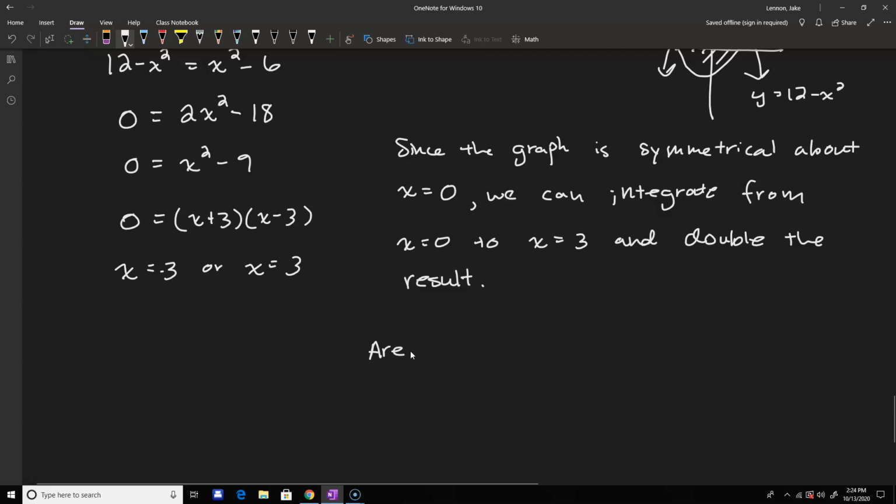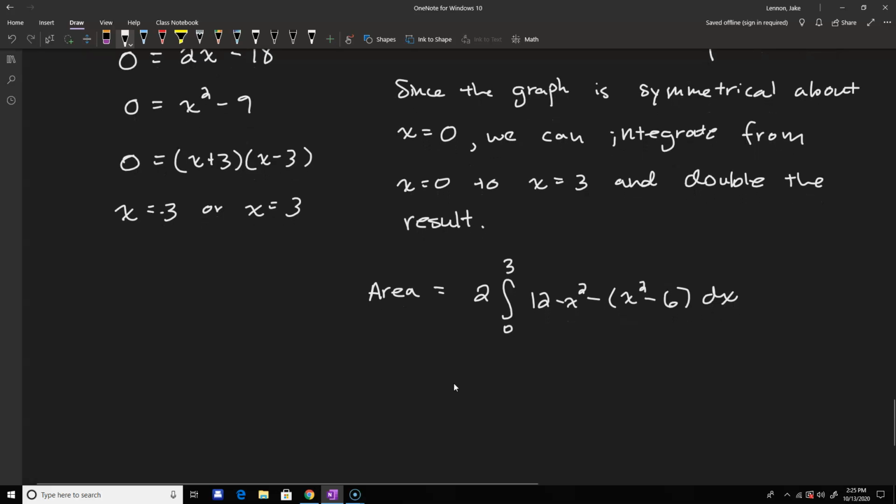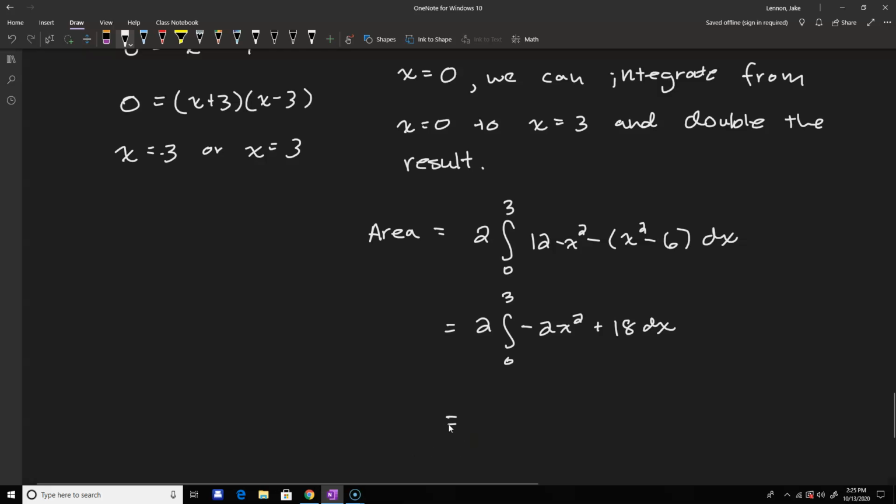So rather than integrating from -3 to 3, I'm just going to say the area is 2 times the integral from 0 to 3 of 12 minus x squared, the graph on top for that part, minus x squared minus 6 dx, and do it this way. So we get 2 times the integral from 0 to 3 of minus 2x squared plus 18. So this is twice minus 2x cubed over 3 plus 18x from 0 to 3.